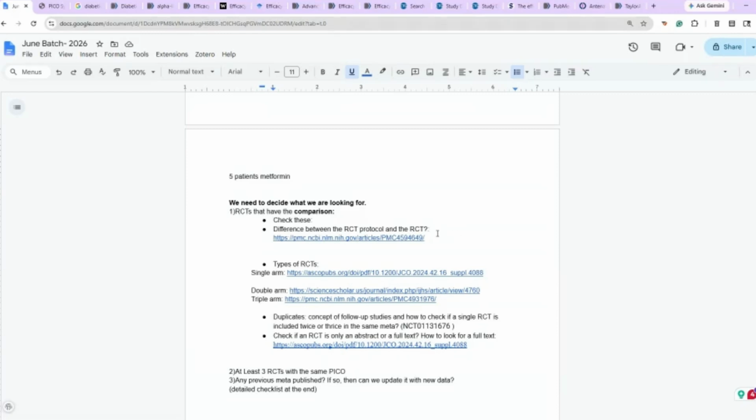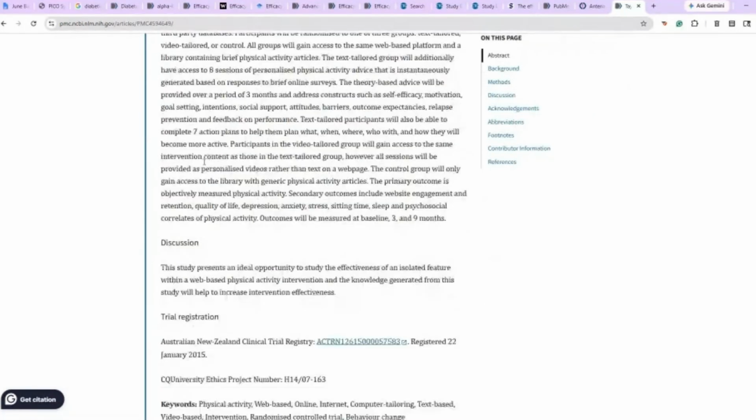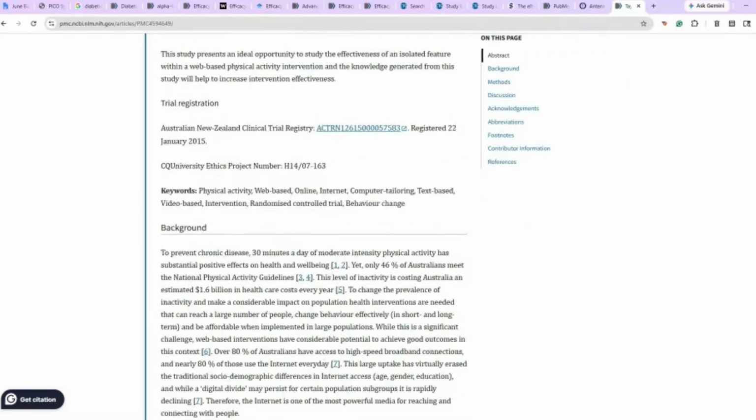What's the difference? Whenever someone performs an RCT, they release a protocol in which they only mention what we will be doing. They do not give you any results. For meta-analysis, we need the results to do the analysis, right? So how can you know if this is a protocol or an actual RCT? You see, the name actually mentions that this is a protocol. Although this is an RCT, this is a protocol for that RCT. So this whole thing is just them mentioning what we will be doing.